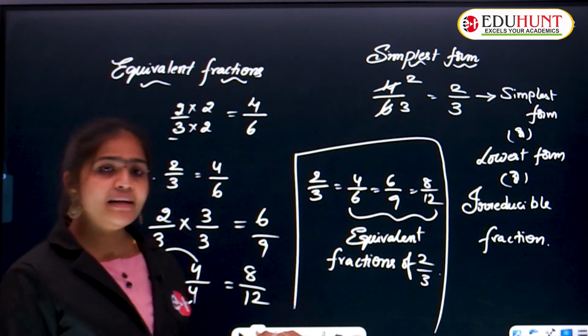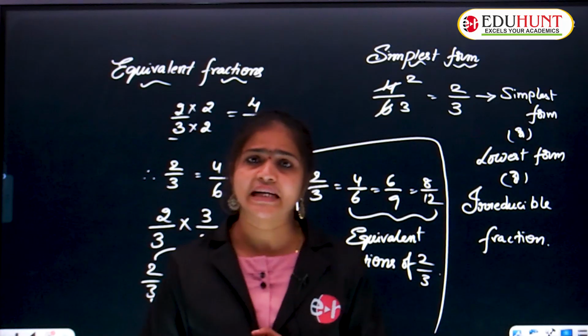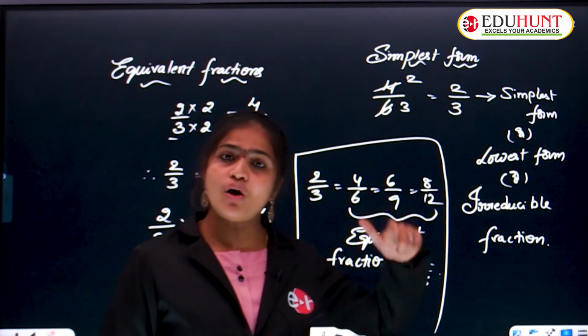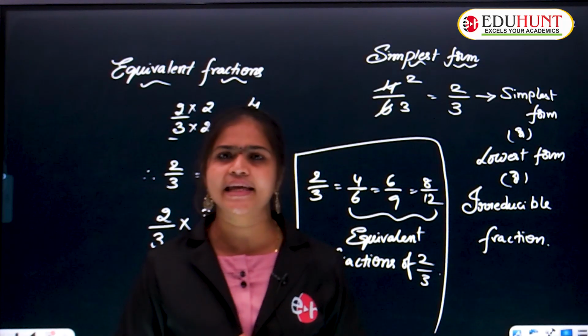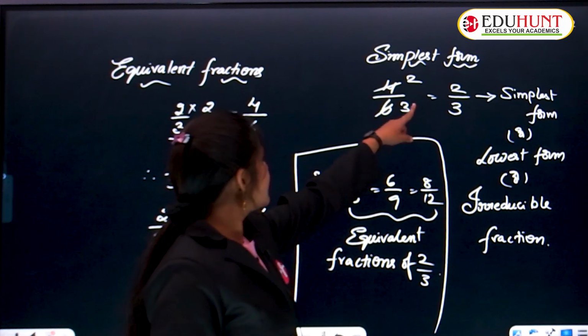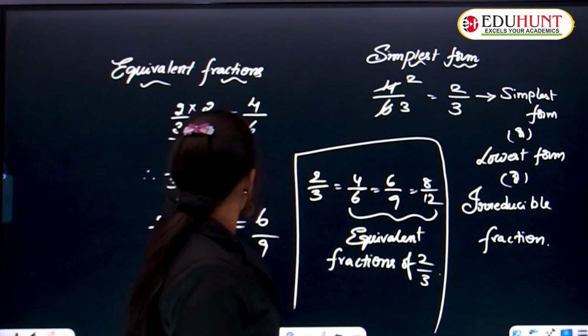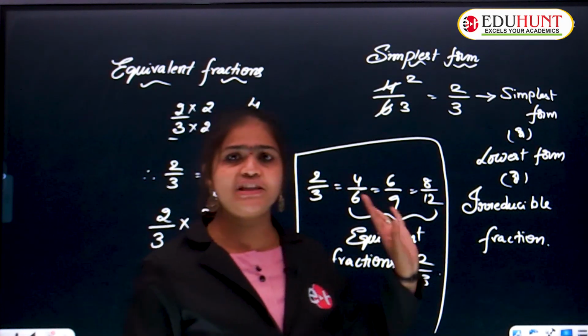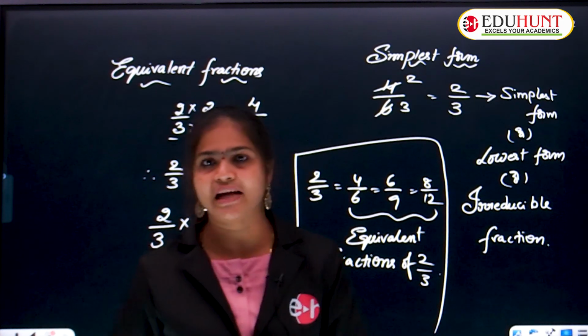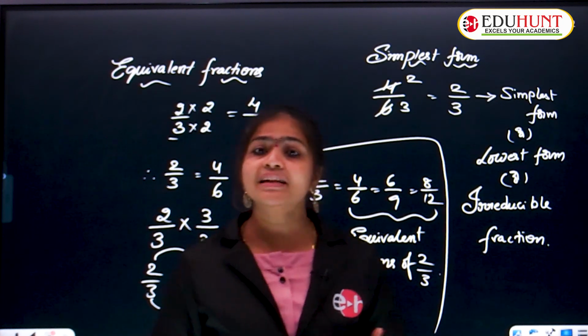So children, why do we need to learn about these fractions here? Up to now, the fractions we wrote here are all positive fractions. Yes or no? See that 4 by 6, 2 by 3, and 6 by 9, 3 by 3. The fractions we took here are all positive fractions. Okay, we also have negative fractions.